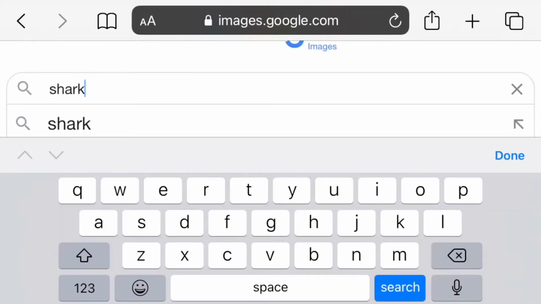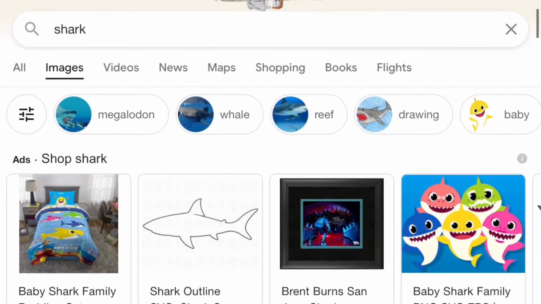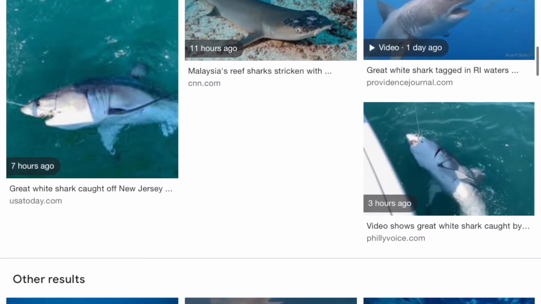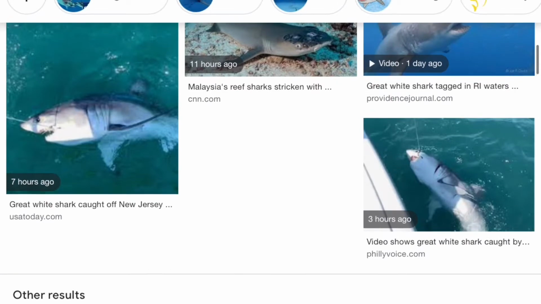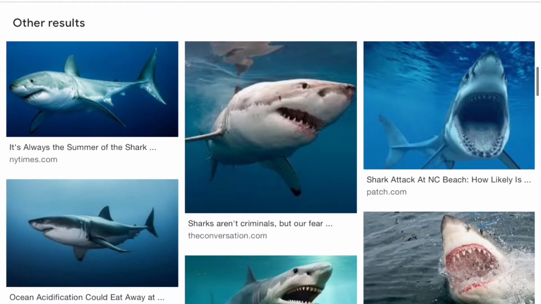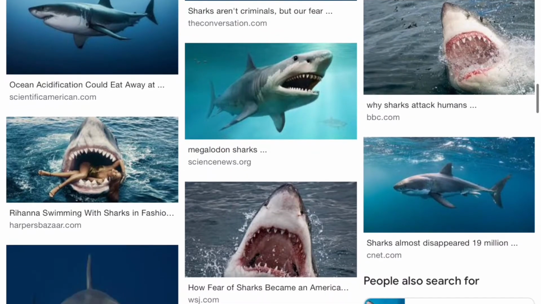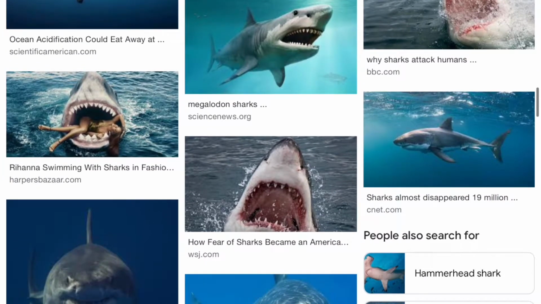Let's try another search. Remember how I mentioned dermal denticles at the beginning of the video? That's right, we are searching shark. So scrolling past the ads, look at these first few photos. Despite there being over 1,000 species of sharks and rays on the planet, you would think from this search that every shark in the ocean is a giant, toothy great white ready to attack you. This is simply not correct.